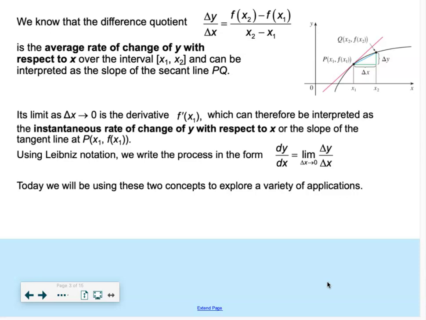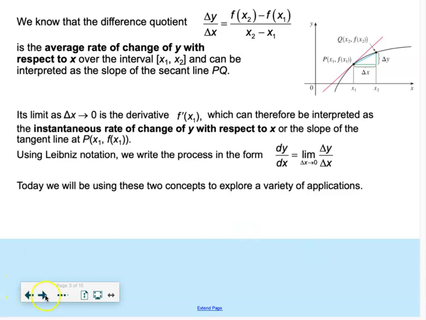As soon as I take the limit as this change in x approaches 0, as the x values approach each other, then I end up getting an instantaneous rate of change at a specific spot, and that's called the derivative, right? So the derivative is really the limit as delta x approaches 0 of the slope formula. Without the limit, you have average rate of change. With the limit, you get instantaneous rate of change. Okay. Today we'll be using this in a variety of applications.